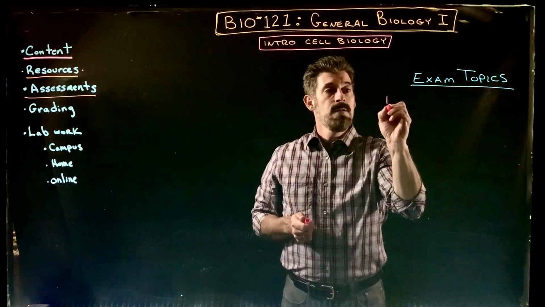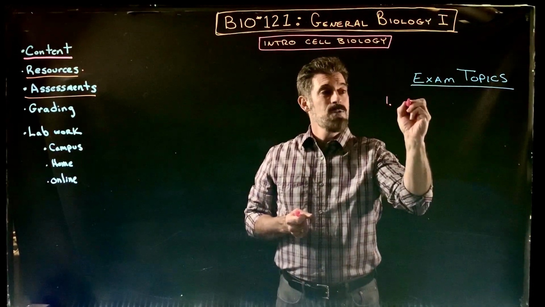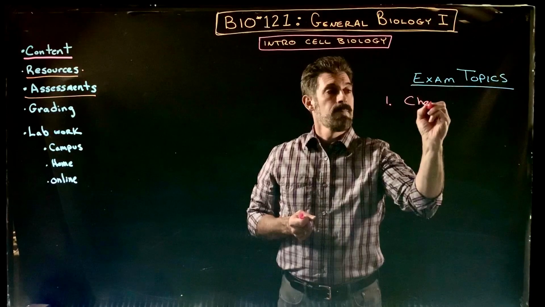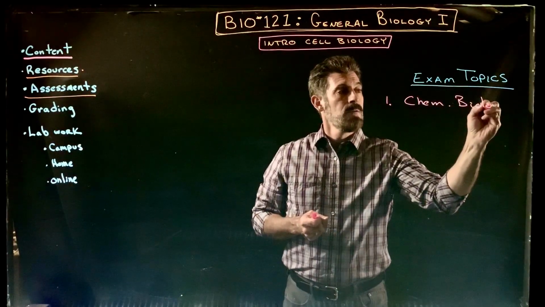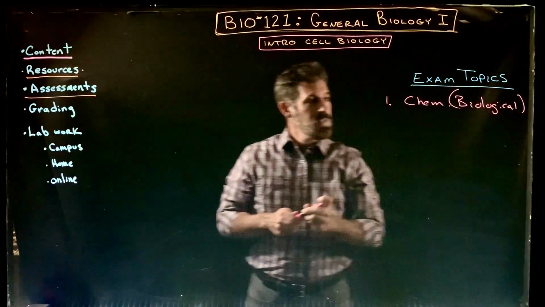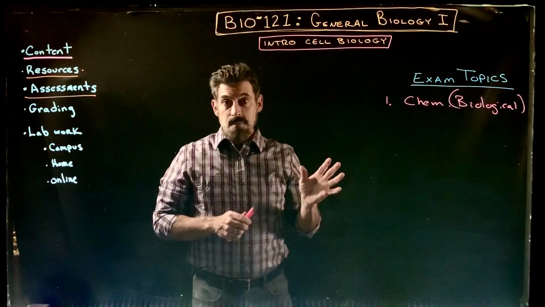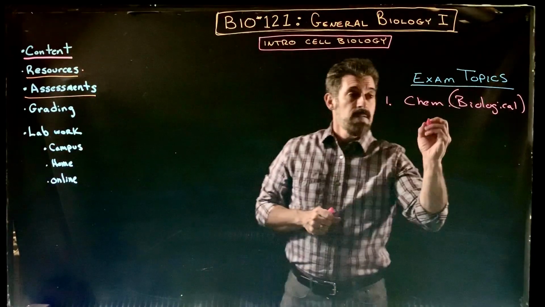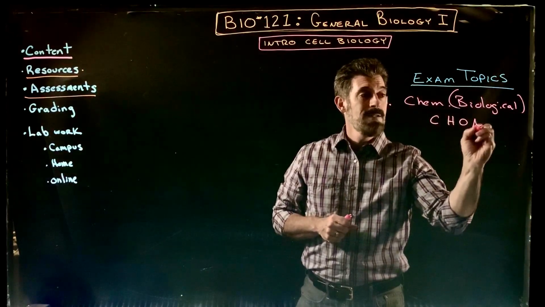So exam 1, for example, is going to be mostly chemistry review. So chemistry, and again, is biological. So what does that mean? It means that we're really focused on just a few atoms in particular. So not the whole periodic table. So carbon, hydrogen, oxygen, nitrogen.